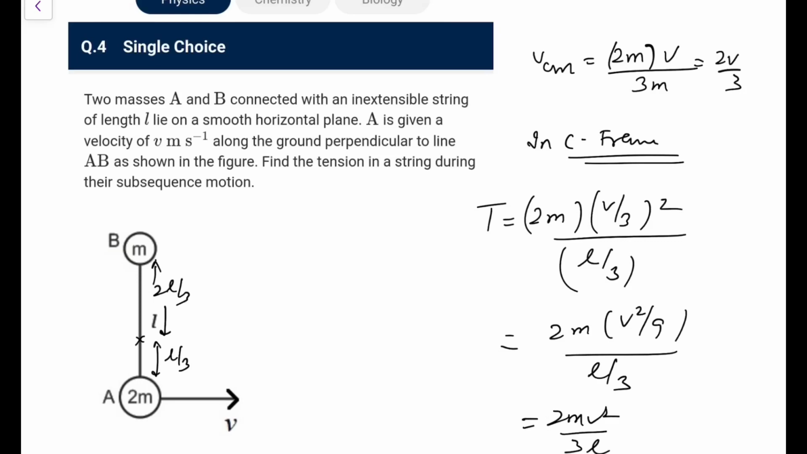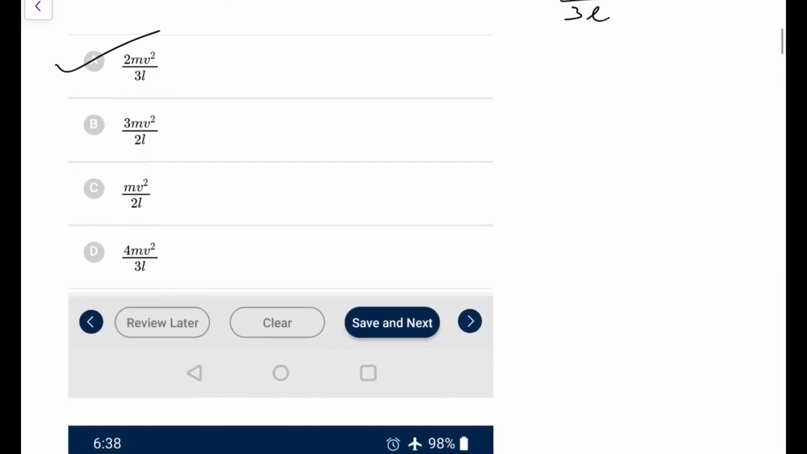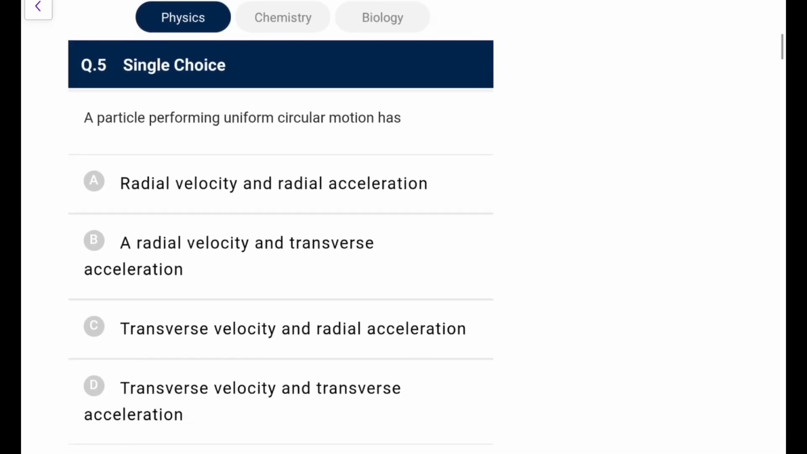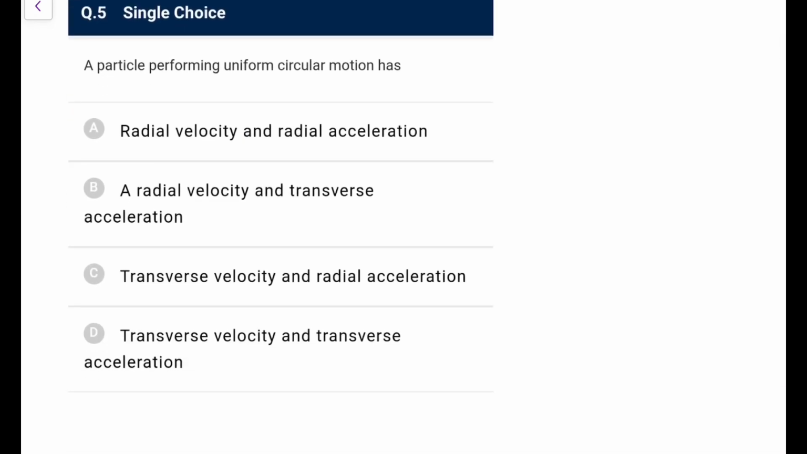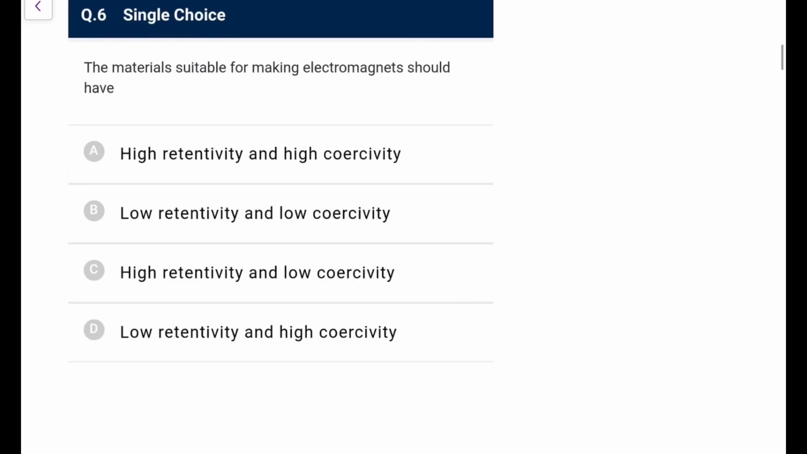That is what you can write here. That would be the value of the tension. So it is a standard case of this translational cum rotational motion and how you analyze it. The particle performs uniform circular motion, so it has radial acceleration; velocity is tangential and acceleration is along the radial vector. Go for option C.